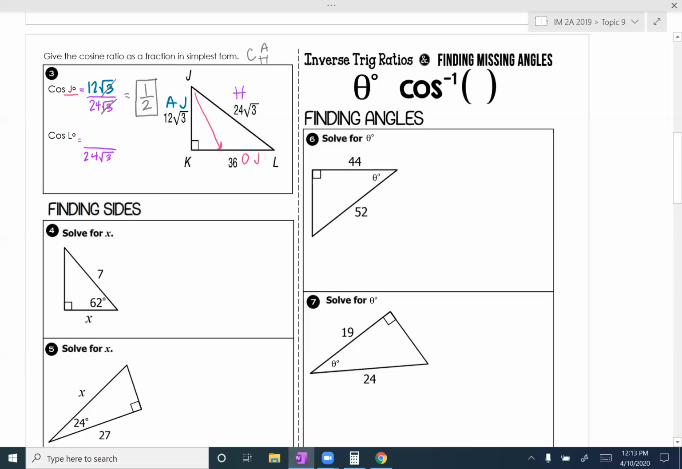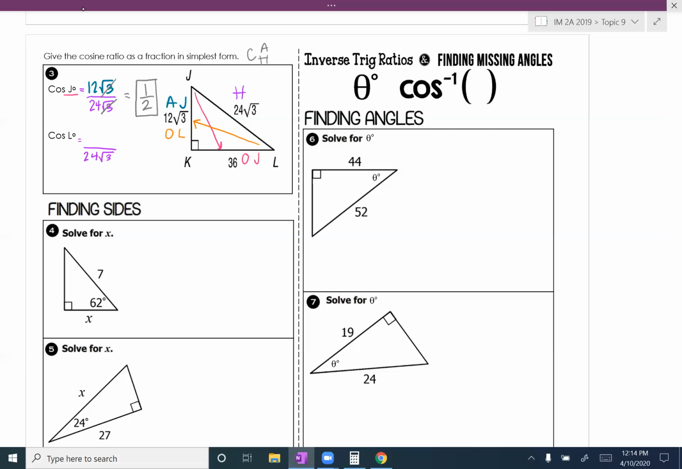So cosine of J is 1/2 for this triangle. Now I just need to find the side that's adjacent to L. So if L is here, the side opposite of L is 12 radical 3. That's not what I need for my equation. I need the side that is adjacent to L. So that means that's the 36. So the side that's adjacent to L is 36.